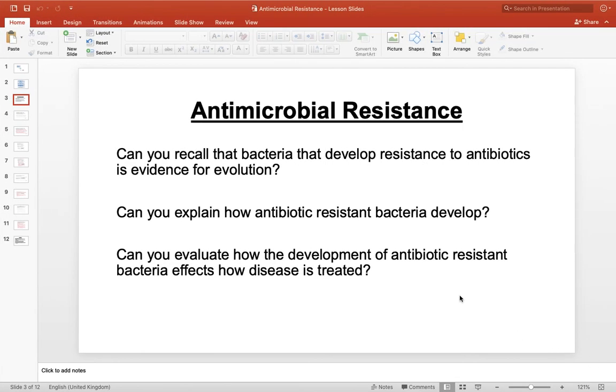So by now you should be able to recall that bacteria developing antibiotic resistance is an example of evolution. You should be able to explain how antibiotic resistant bacteria develop, and you should be able to evaluate how the development of antibiotic resistant bacteria affects how disease is treated.